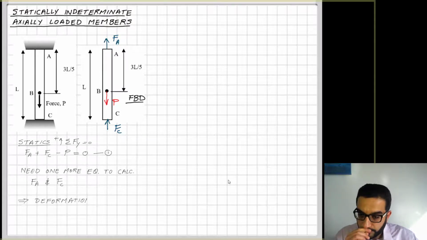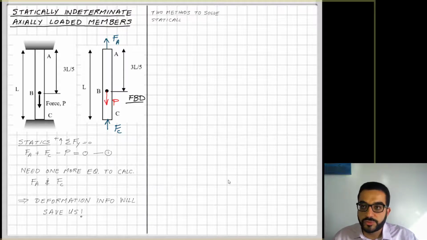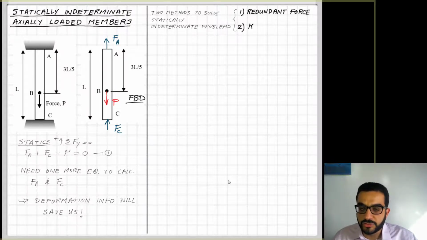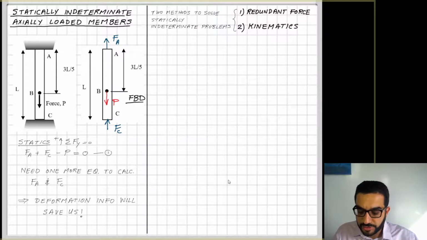And we'll see now deformations will come to save us here, literally save us, because we are stuck, we are one equation short. So using the deformation information, we'll have 2 similar methods to apply this information to solve for this one additional unknown. The first method is the redundant force method, and the second one is kinematics.